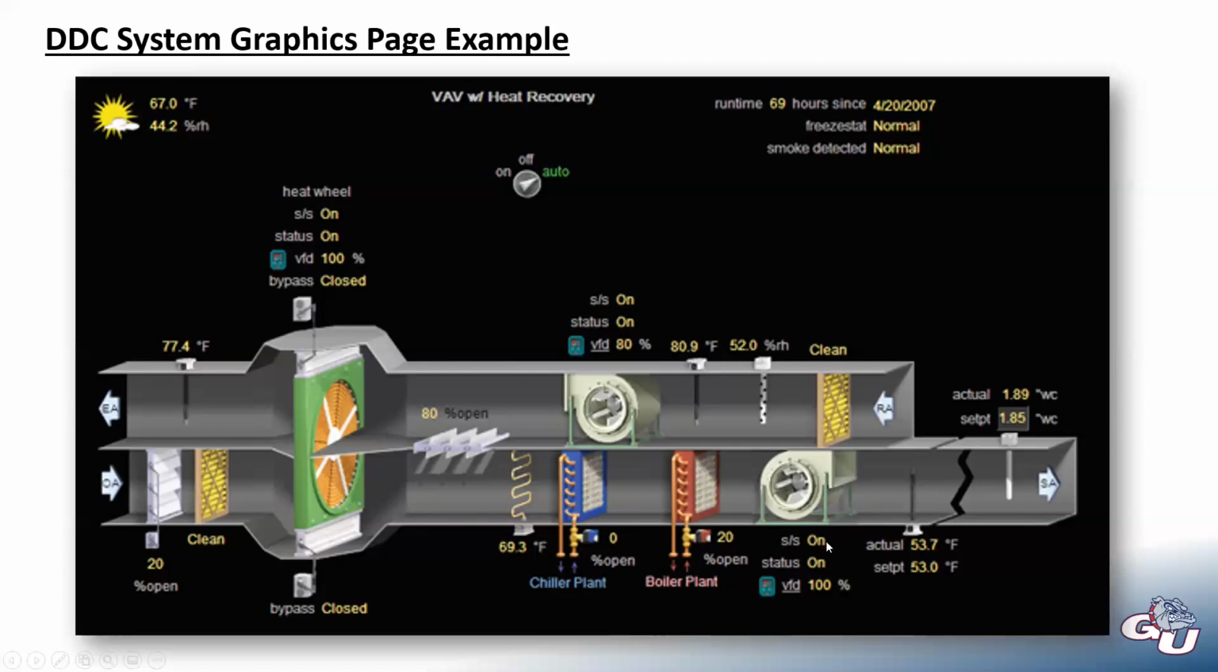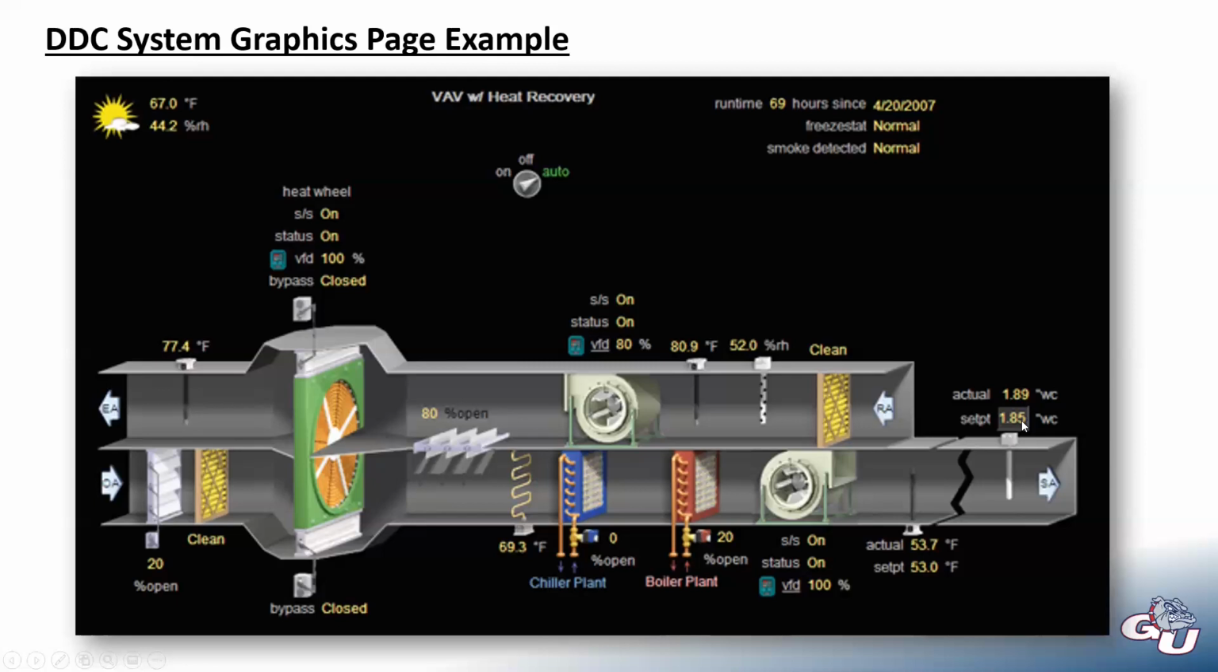Supply fan, same thing, VFD maxed out, and then our supply air temperature, and then this is our duct pressure sensor, because remember, that's how we control the VFD, based on changing duct pressure as our VAVs open and close out in the system. So we can see our set point, we're trying to maintain 1.85 inches water column. We are actually at 1.89, close enough.